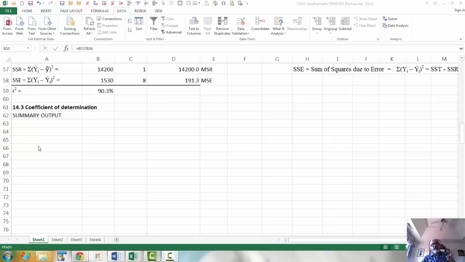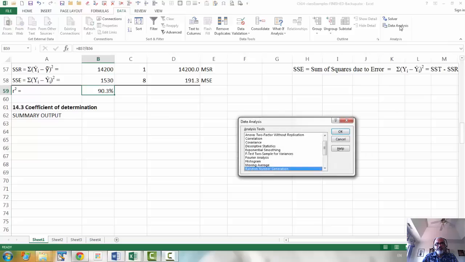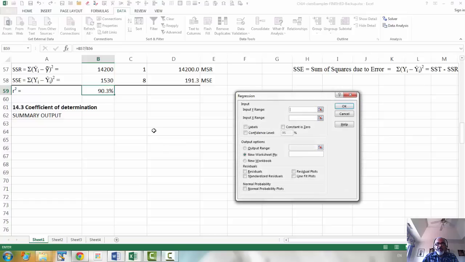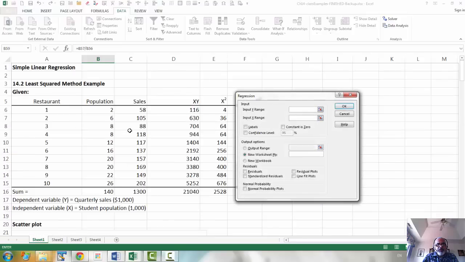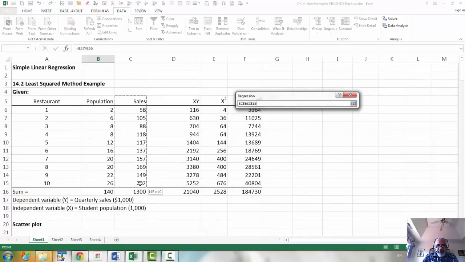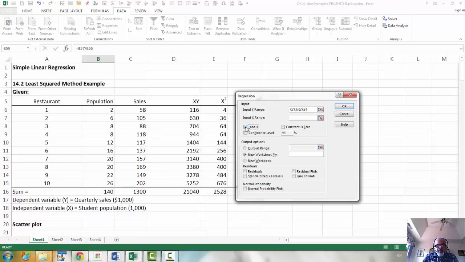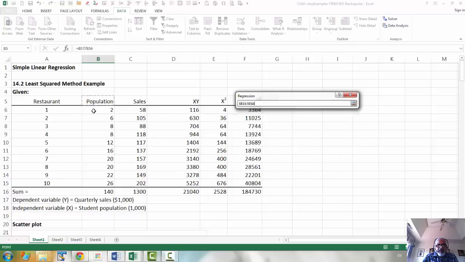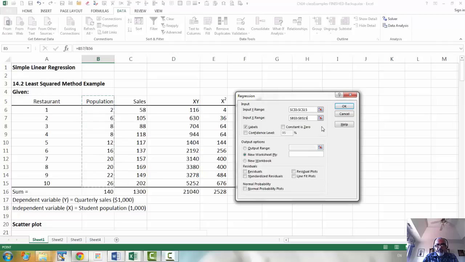Now we're going to look at another way to generate the same regression analysis results, and that is using data analysis. So go to data analysis and look for regression. So there it is. Okay. Then input Y range. So now we're going to include the label here, so we can check label. Okay, so that's our Y range, sales, and then X range is population.